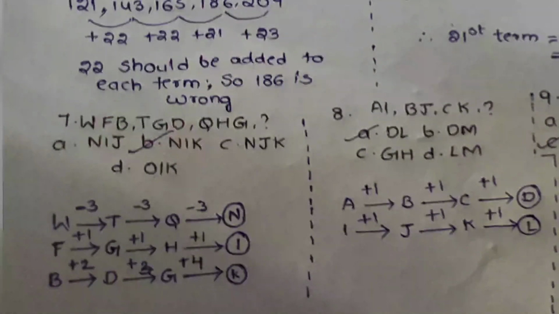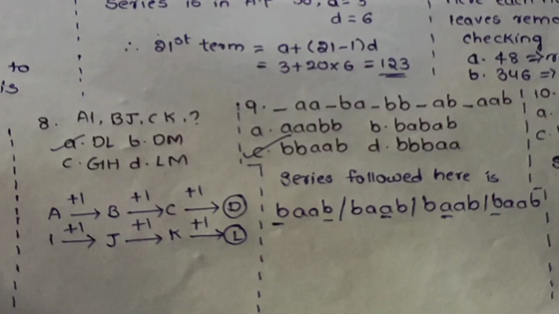And the 8th question is AI, BJ, CK and question mark. And the options are DL, DM, GH, LM. So first, if you see the first letters of each one, that is A, B, C. Here from A, if you move 1 letter forward, it is B. And from B, if you move 1 letter forward, it is C. Similarly from C, if you move 1 letter forward, it is D.